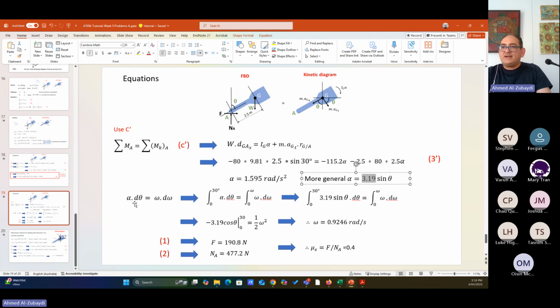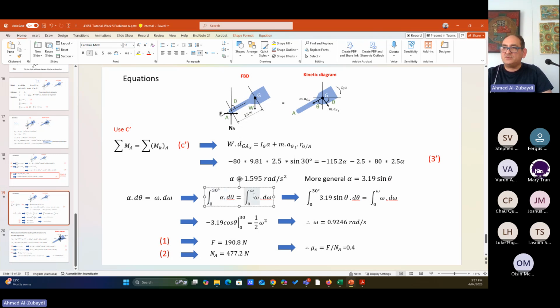Now we know that alpha changing with theta is the same as omega multiplied by d omega over d theta. So we got this equation. Alpha now is equal to 3.19 sine theta, so we can replace that here. And we did the integration for both sides.